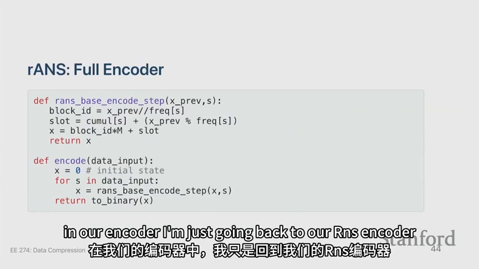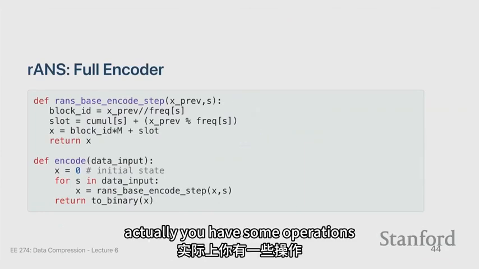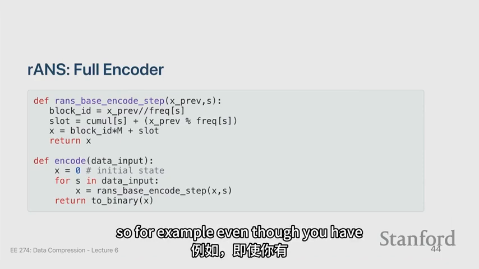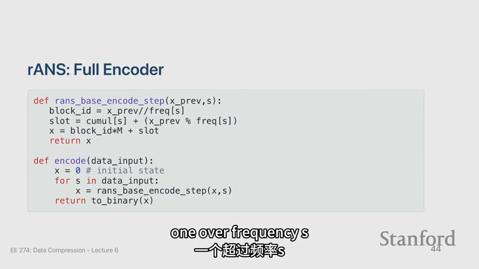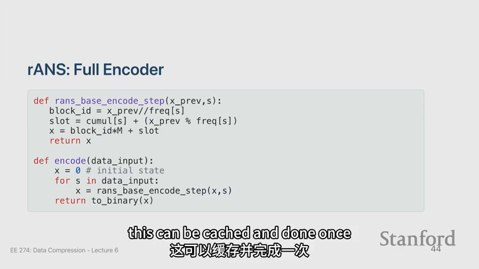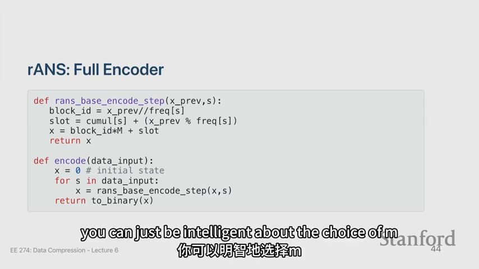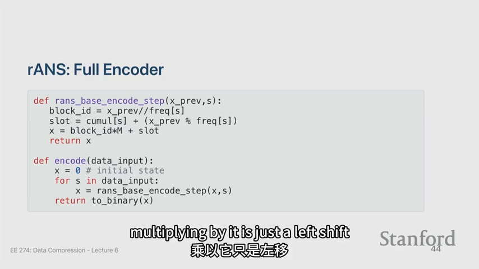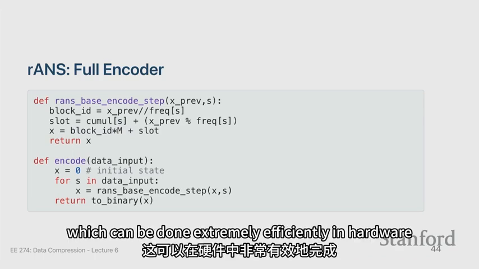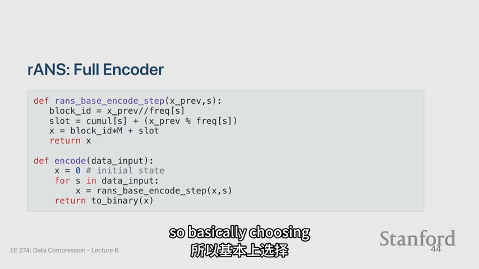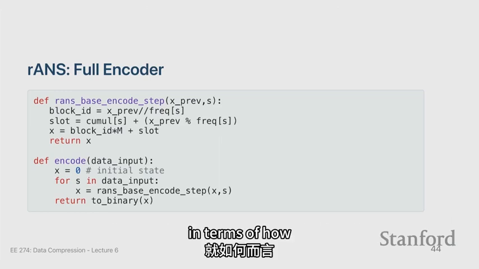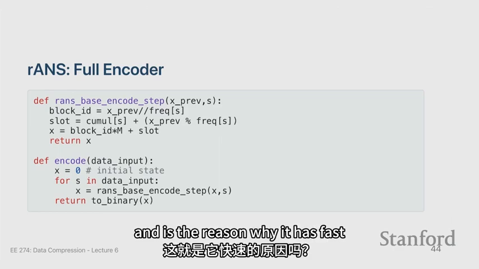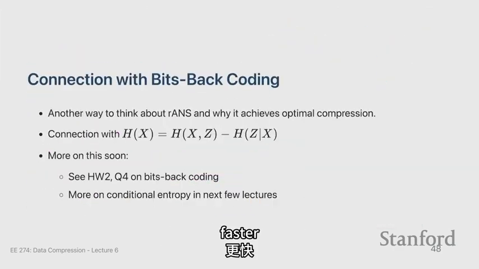encoder, I'm just going back to our rANS encoder, actually you have some operations which can be done very efficiently. For example, even though you have integer division, you can pre-compute 1 over frequency s. This can be cached and done once. Similarly, you can just be intelligent about the choice of m. If m is a power of 2, multiplying by it is just a left shift, which can be done extremely efficiently in hardware. So basically, engineering choices give you a lot of efficiency in terms of how rANS can be implemented, and that is the reason why it has faster encoding and decoding.